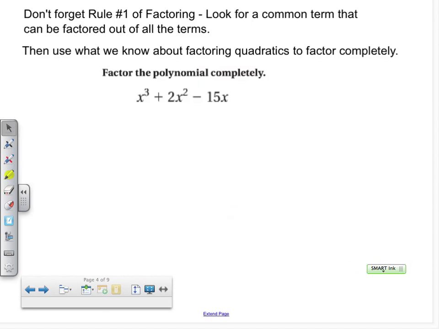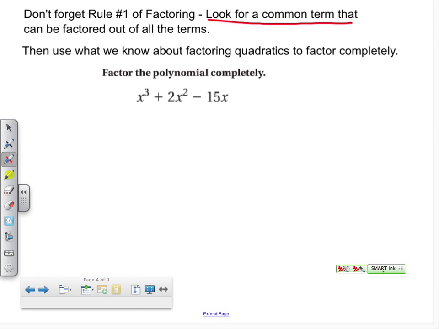So let's take a look at this one. We got the polynomial x cubed plus 2x squared minus 15x. We want to factor that completely. A couple things you want to remember. First off, look for a common term. That should always be the first thing you do. If you pull out a common term, a lot of times it makes what's left a lot easier to factor.